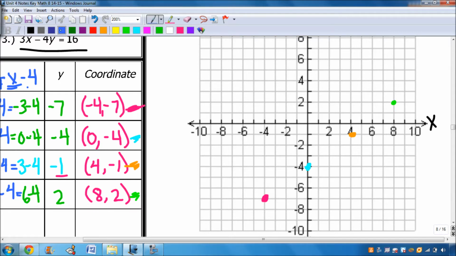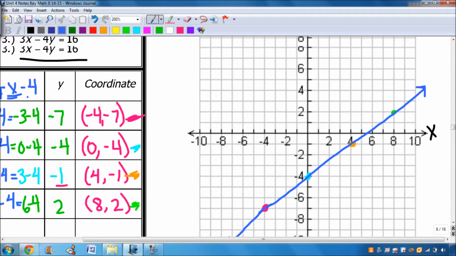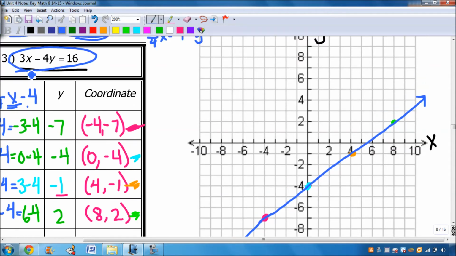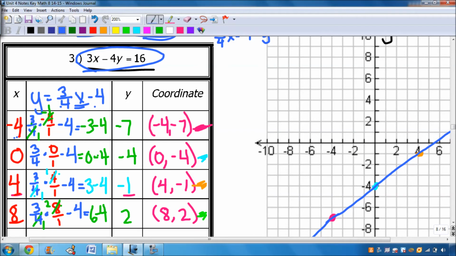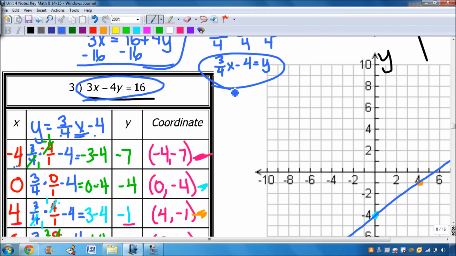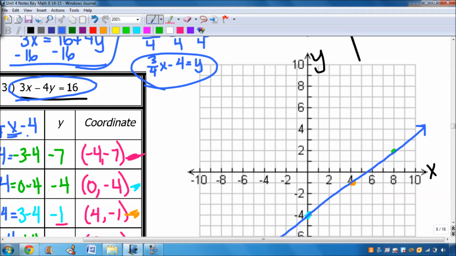So now all I have to do is connect my dots, but again, make sure that your line goes all the way to the ends of your graph, and then you've got to label your equation with your line. It doesn't matter if you use the original equation right here or the isolated y equation. It's 100% totally up to you, okay? So if you want to label it 3x minus 4y equals 16, totally fine. If you want to label it y equals 3/4 x minus 4, that's fine as well. So I'm going to write down 3x minus 4y equals 16, and I am all set to go.